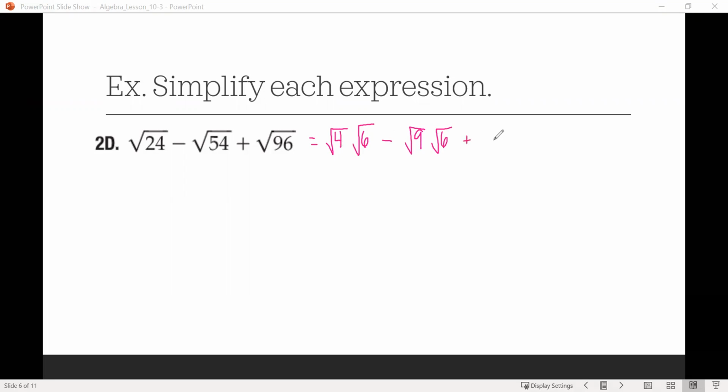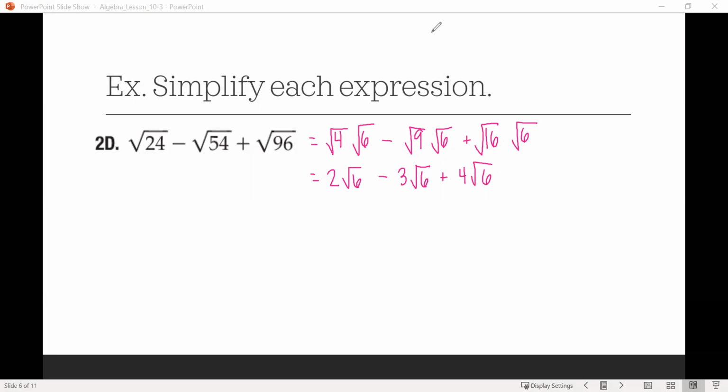And then 96, 16 times 6, 16 is a perfect square, okay? So then we simplify. The square root of 4 is 2 times radical 6. The square root of 9 is 3 times radical 6. And the square root of 16 is 4 times radical 6.